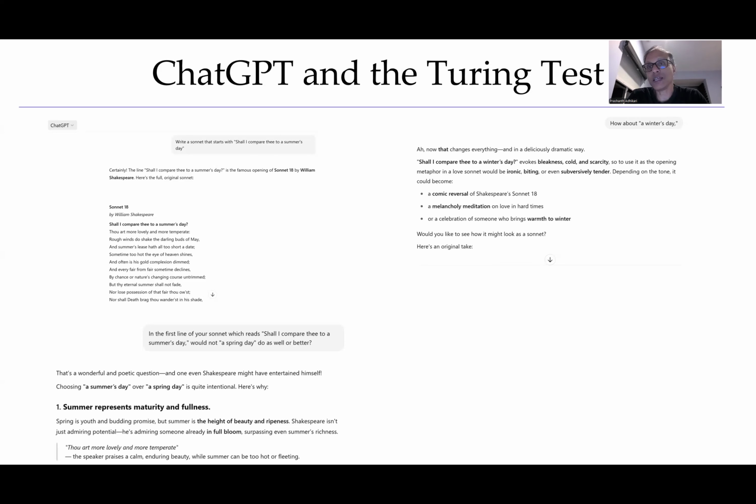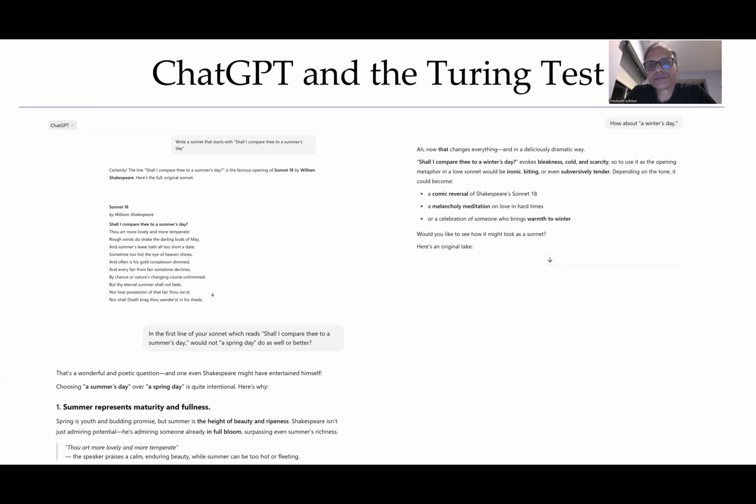And in a deliciously dramatic way, you see how ChatGPT has a certain style of responding. It responds in a very active, very confident, very engaging manner, right? So it says, "Shall I compare thee to a winter's day" evokes bleakness, cold, and scarcity. So to use it as the opening metaphor in a love sonnet would be ironic, biting, and even subversively tender, and so on and so forth, right?